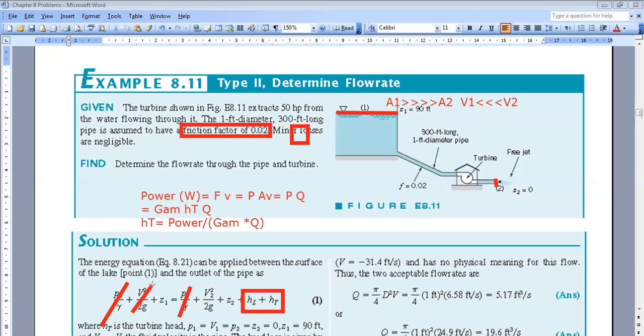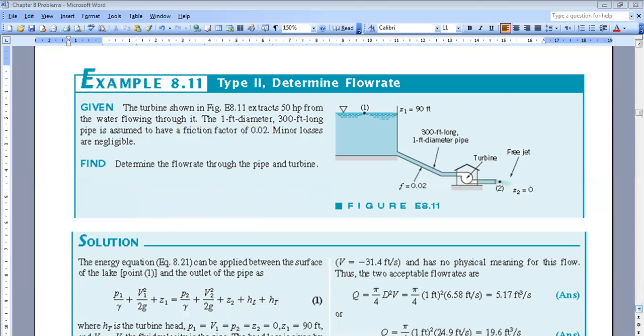Now, concerning the change in elevation, here they gave us the elevation, so we will put them. They considered that the reference is at the lower level. So if your reference for Z is here, they said that Z2 is 0 and Z1 is given to be 90. So you replace Z1 by 90 and Z2 is 0. Now we still need to have an idea about V2, HL, and HT. So let us try to figure out how to express these terms.